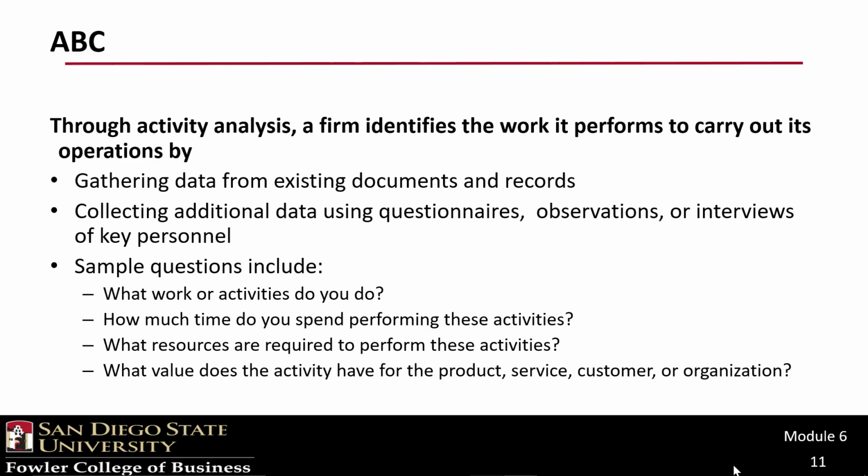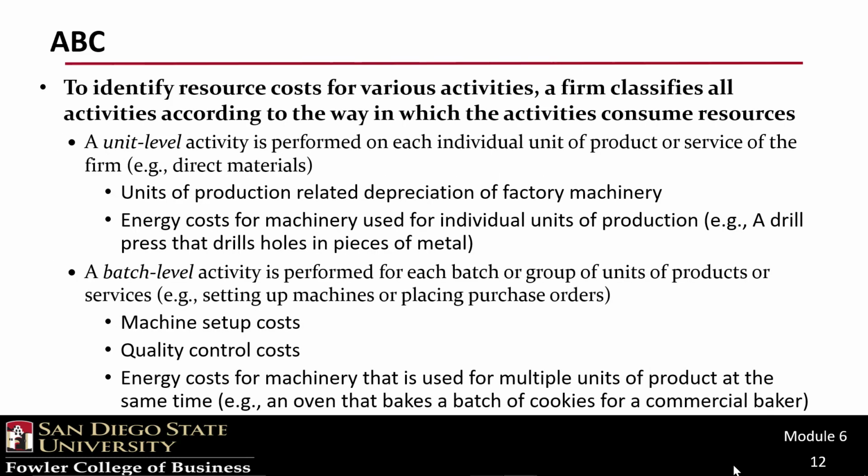So through activity analysis, a firm is going to identify the work it performs to carry out its operations. It does that first by gathering data from existing documents and records, and then it collects additional data using questionnaires, observations, and interviews of key personnel. So typically what you'd ask them is, well, what kind of work do you do? What do you spend your time doing? What are your activities? How much time do you spend performing these activities? What resources are required to perform these activities? And what value does the activity have for the product, service, customer, or organization? So by going through this, you start to identify all the activities and the resources used for those activities.